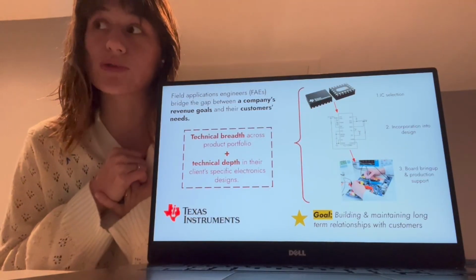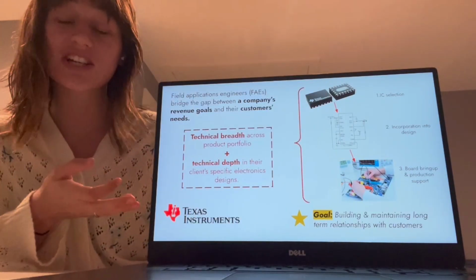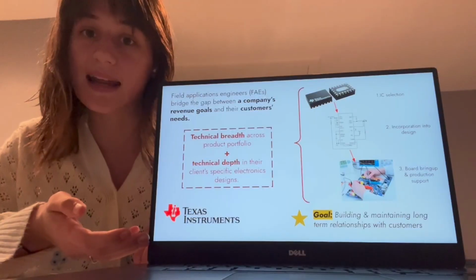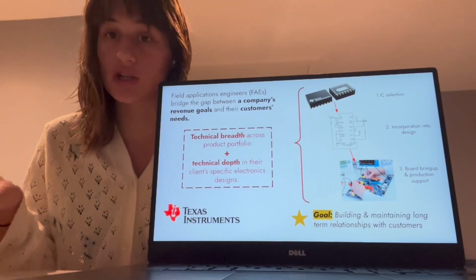And so you need to have really good technical depth and technical breadth. You do anything from IC selection to integration into a schematic and all the way to board bring up and mass production support.